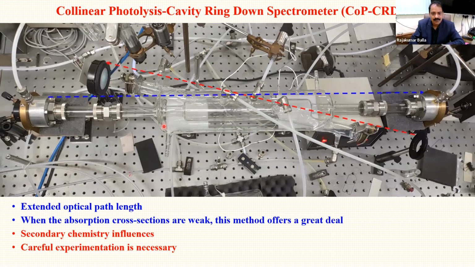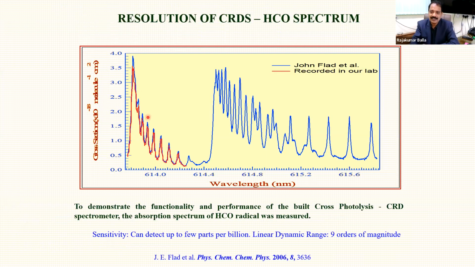Now what we can see is the resolution. If you look at this one, 613.8 to 615.8 nanometers, you can see how beautifully you can resolve it. 0.001 nanometer resolution. That means the distance between any two lines is 0.001 nanometers. I can use this spectrometer to see through. They resolve it, and we have measured this.